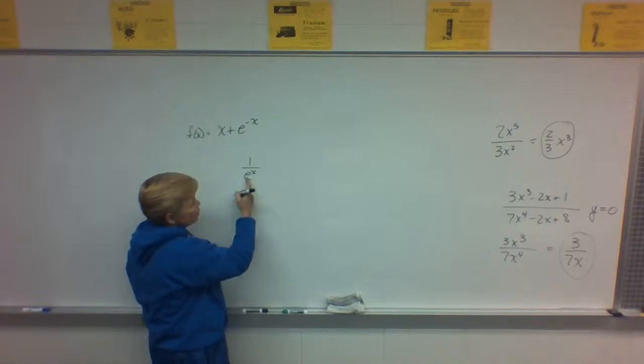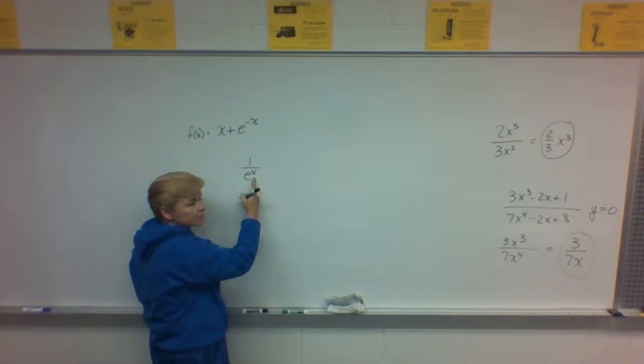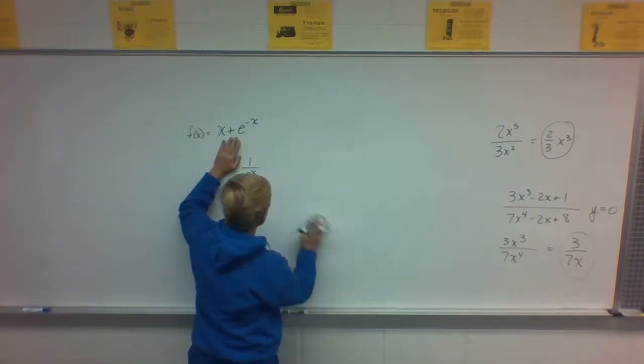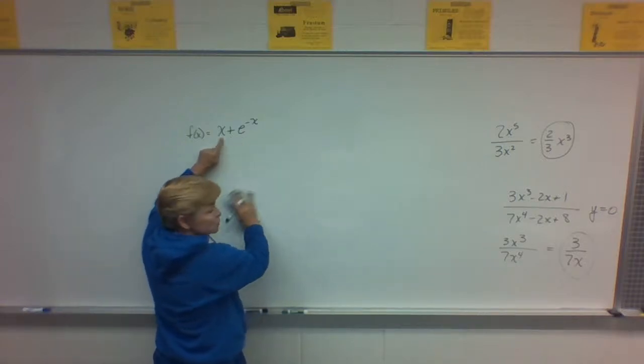Do you all agree that 2.718, which is what e is approximately, raised to a very, very large number is a very, very large number? And 1 over it is very small. It's going to 0. So an end behavior model for this would be x, I would think, because this one's going to nothing while this one goes to huge.